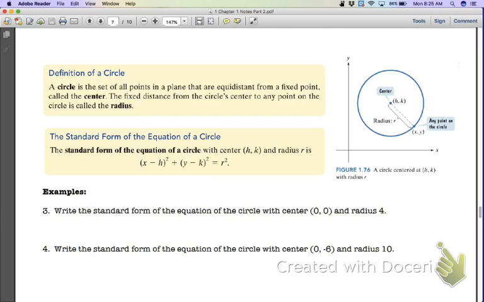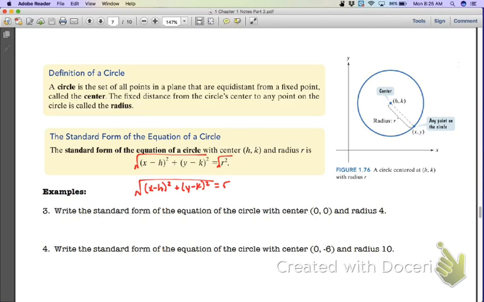Standard form of the equation of a circle is just that. It's x minus h quantity squared plus y minus k quantity squared equal to r squared. Now, I told you earlier that the distance formula and the circle formula are very similar. So why is it similar? Well, if I take this and take the square root of both sides, doesn't this look eerily familiar to the distance formula?